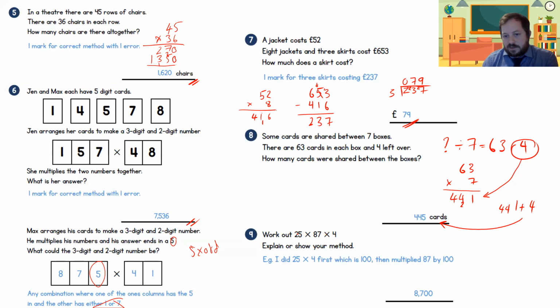You could have times those two together and then times it by 4, or you could times those two together and then times it by 25. Either way works, you will still get to the same answer, but it's just how easy it is to get to that.